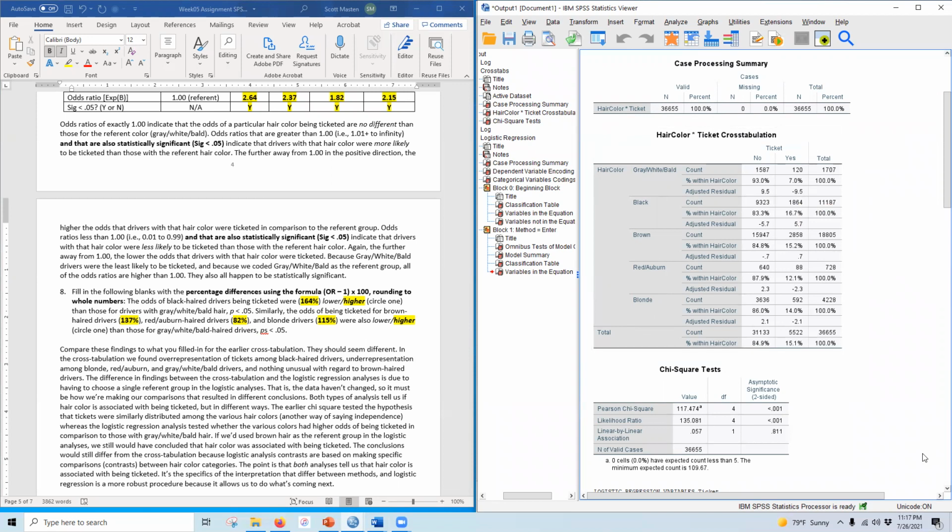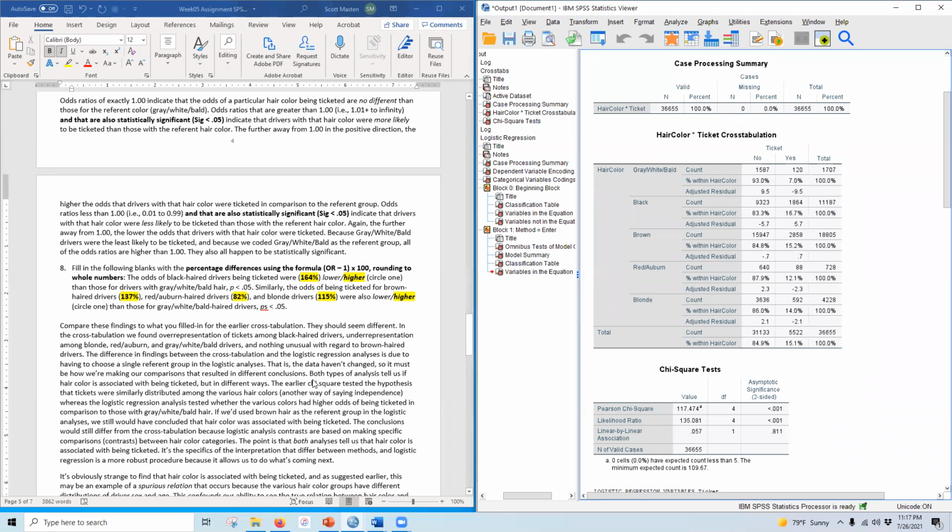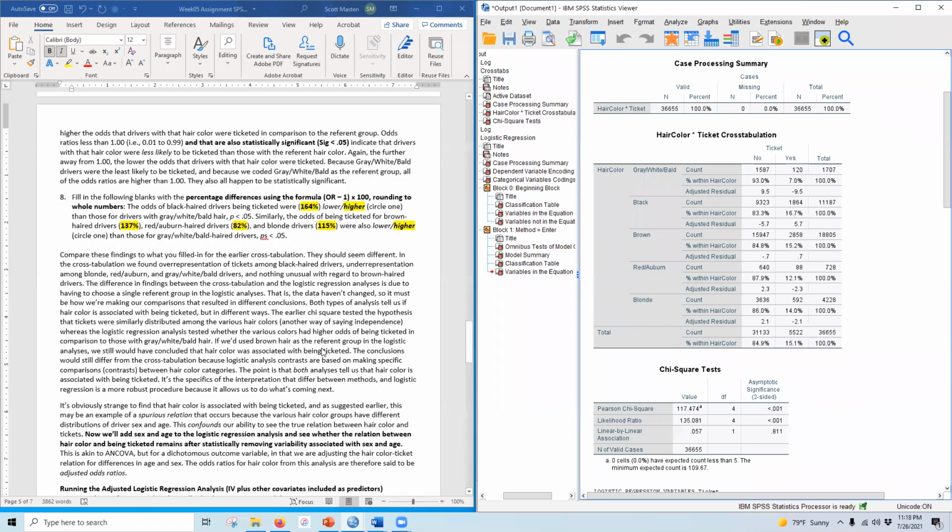So why are these all higher? Well, it's because we're comparing each one of these, black, brown, red, Auburn, to this group, the gray, white, bald. They were least likely to get a ticket. Only 7% of them got a ticket. Every other group, 16.7, 15.2, 12.1, 14, were all way higher odds of getting a ticket, right? That's why the results differ here. We're no longer doing a straight all hair colors comparison to their likelihood of getting a ticket. We're comparing everyone to one of the groups, the reference group, that is gray, white, bald. So compared to gray, white, bald, yeah, everyone's more likely to get a damn ticket.